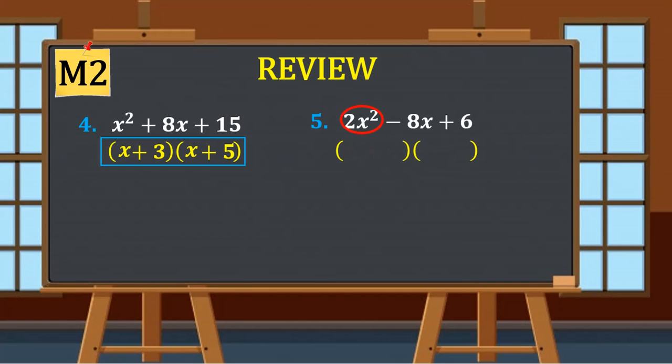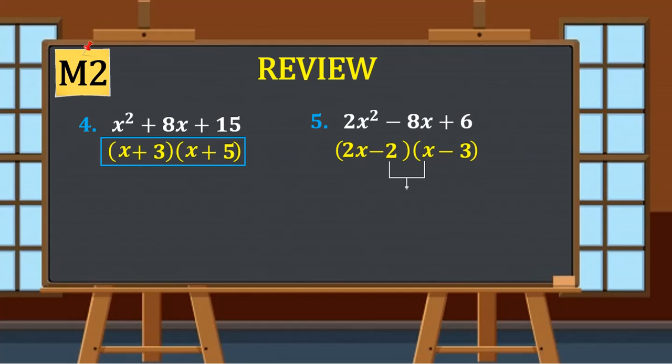Next, for number 5, 2x squared minus 8x plus 6. The factors of the first term are 2x and x. Next, the factors of the last term are negative 2 and negative 3. Since the coefficient of x squared is greater than 1, we will follow this procedure in order to determine if we obtain the correct factors.